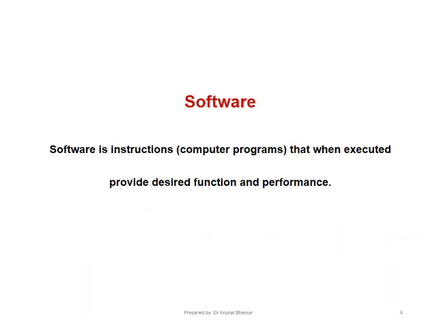In short, software is instructions, computer programs that when executed provide desired function and performance. It takes the input from the input device, processes it, and gives the desired output. So that is software. Software is one kind of program. We can install it and we can use it.